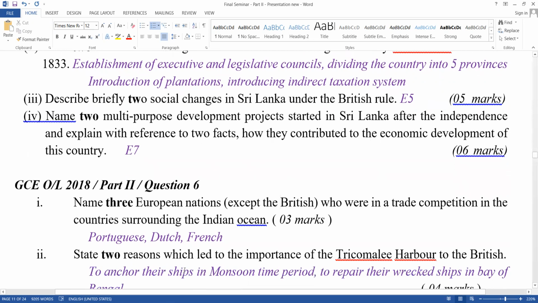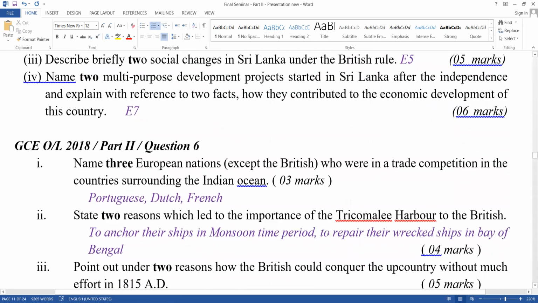State two reasons which led to the importance of Trincomalee Harbour to the British to anchor their ships in the monsoon period and to repair their wrecked ships in the Bay of Bengal, because Trincomalee Harbour was facing the Bay of Bengal. So here, as a short note, I have included something. The short note I have included is important to answer MCQs. The model essay type questions are important, right? For each and every lesson, I have included a short note here that is important for MCQs.